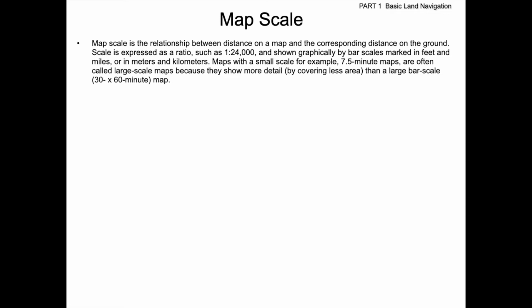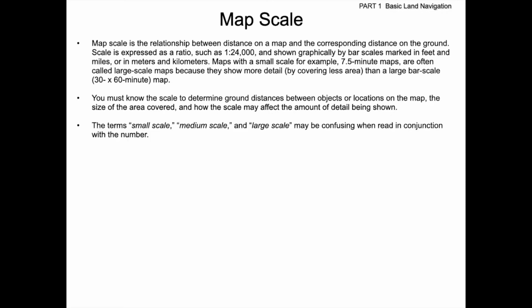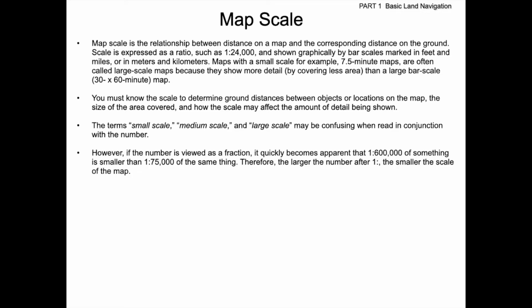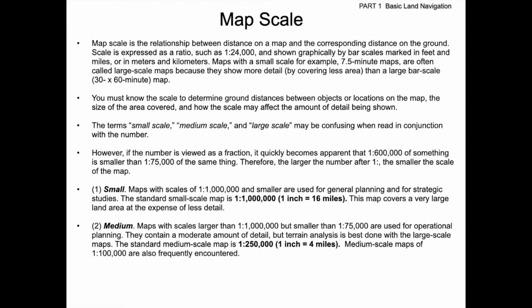Maps with a large ratio, for example, 7.5 minute maps, are often called large scale maps because they show more detail by covering less area than a map with a large bar scale. So basically, when you are selecting a map to navigate somewhere, you need to think about whether you need more detail or less detail. I tried to talk about this earlier. This does a much better job of showing you pictures and going over examples.